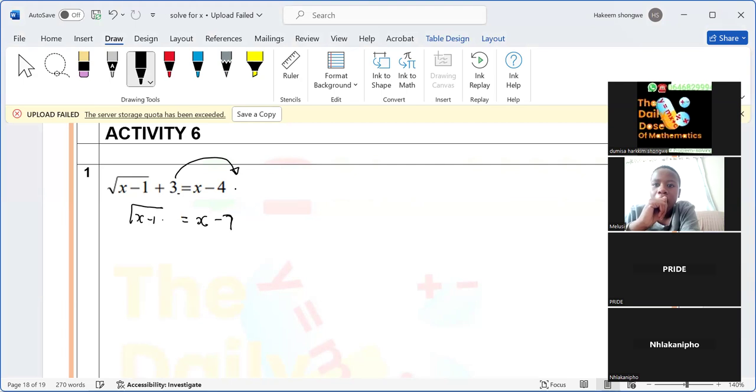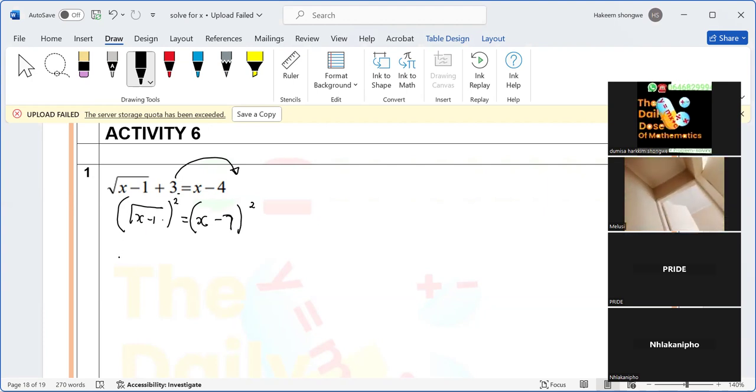Okay, what should I do next? You should apply the principle: we square both sides. So we are going to square this side, and then we're also going to square this side. Now remember, what does the square imply? It implies that you repeat the bracket 2 times.